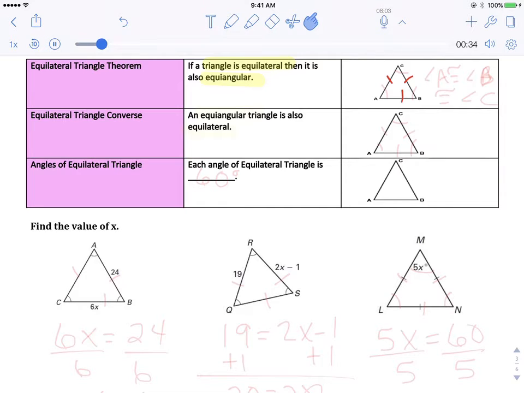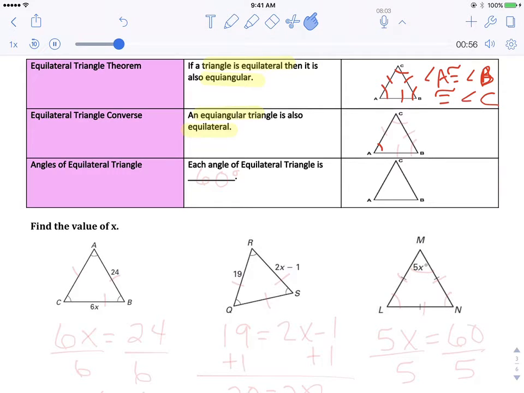Get those lines a little straighter here. So we know that angle A has to be congruent to angle B, and that angle B has to be congruent to angle C. The converse is also true. If we know that all the angles are equal, then we know that it is an equilateral triangle.